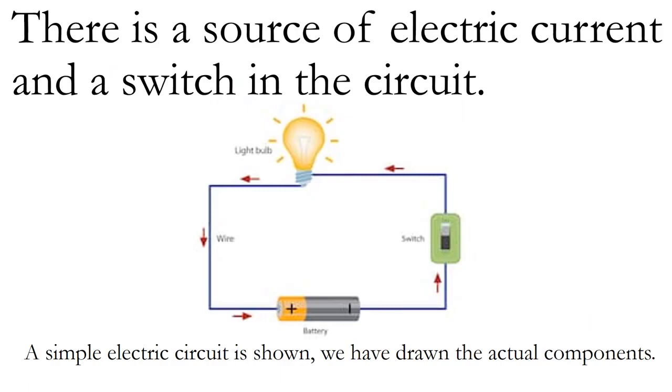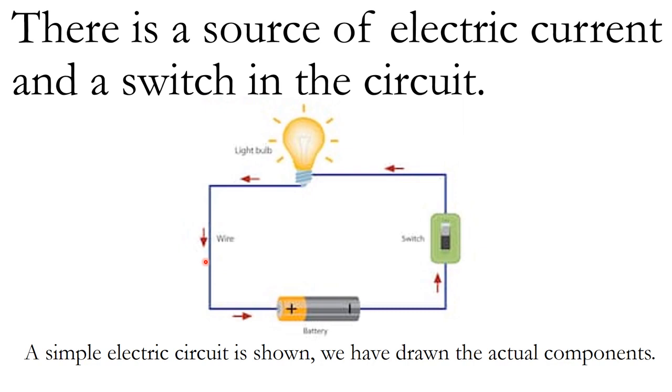In an electric circuit, there is a source of electric current and a switch. Let's look at this diagram. Very easily we can point out that this battery or cell is the source of electric current. This switch allows us to close or open the circuit, and the light bulb is indicating the electrical appliance. The arrow in this diagram represents the direction of flow of electric current.